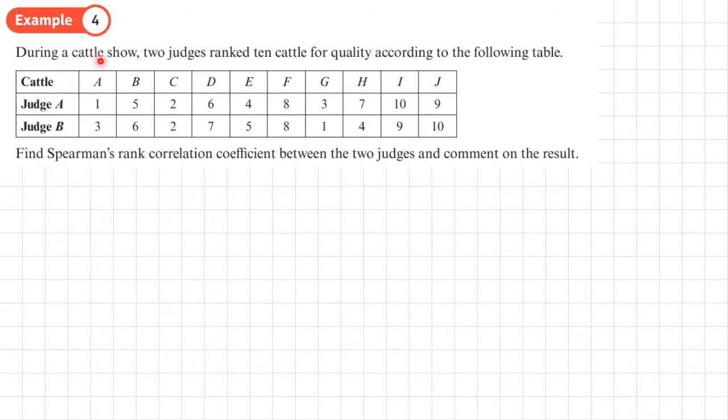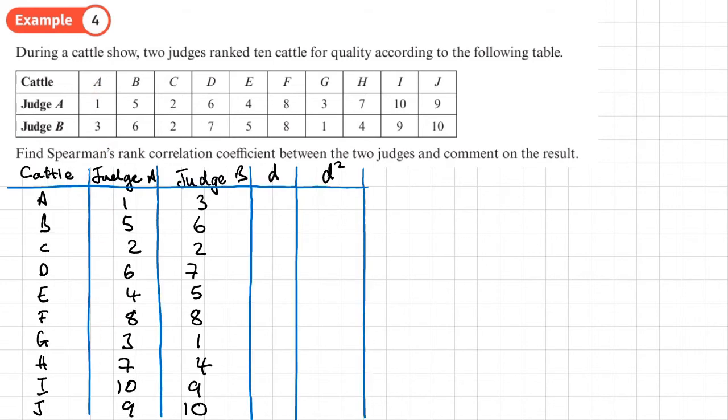Example 4. During the cattle show, 2 judges ranked 10 cattle for quality according to the following table. Find Spearman's rank correlation coefficient between the 2 judges and comment on the results. The first thing we're going to do is rewrite this table so it goes down rather than across. Okay, so here we go. The table's now going down. So let's fill in the differences. 1 minus 3, 5 minus 6, 2 minus 2, 6 minus 7, 4 minus 5, 8 minus 8, 3 minus 1, 7 minus 4, 10 minus 9, and 9 minus 10.